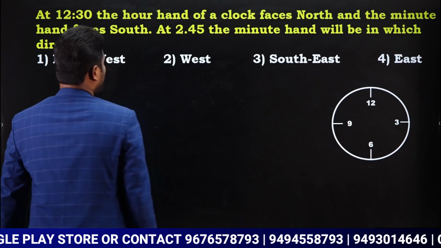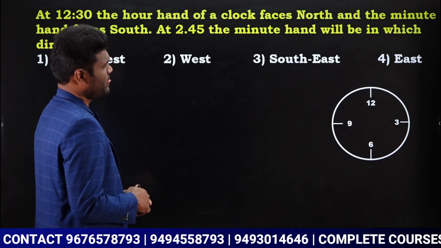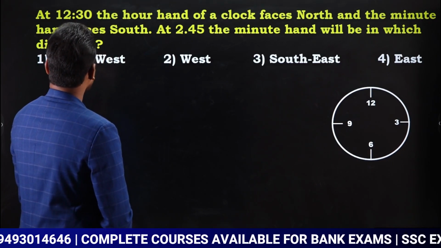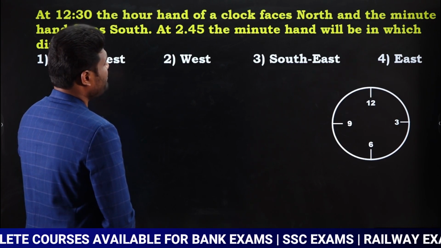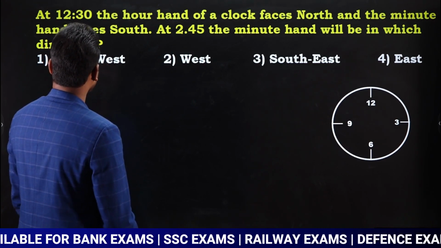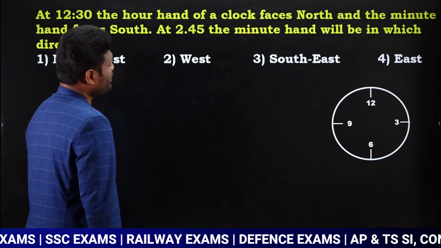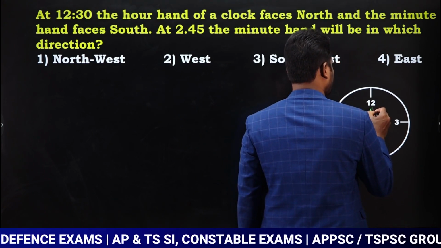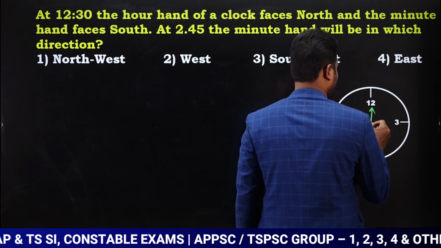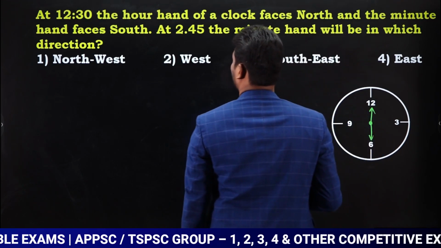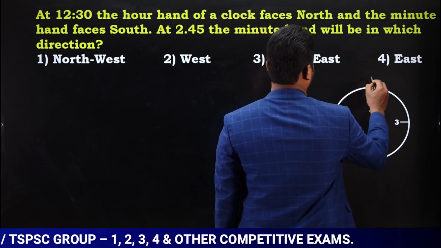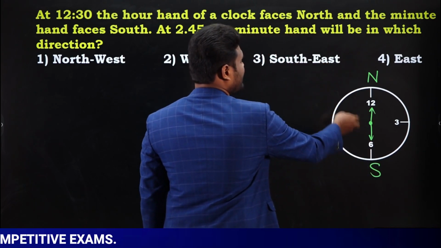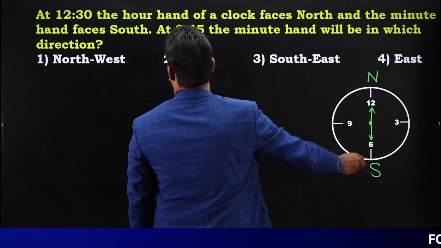At 12:30, the hour hand of a clock faces north and the minute hand faces south. At 2:45, the minute hand will be in which direction? Look here, it is said that at 12:30, hour hand of a clock faces north, it seems. This is the exact question that came in examination. At 12:30, the hour hand of a clock is facing towards north and the minute hand is facing towards south. Now 12:30 looks in this way. Hour hand facing towards north, minute hand facing towards south.